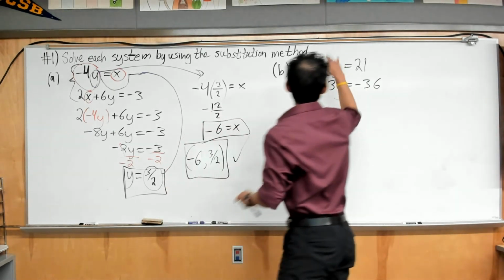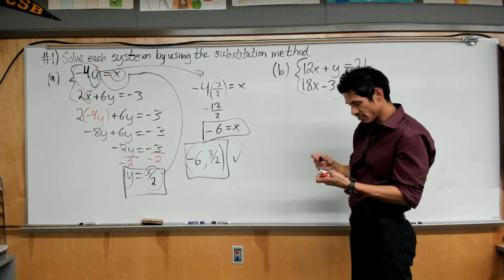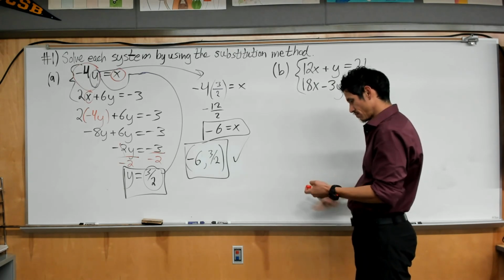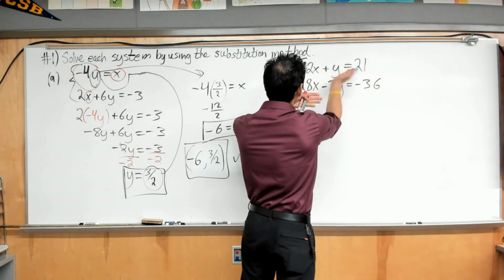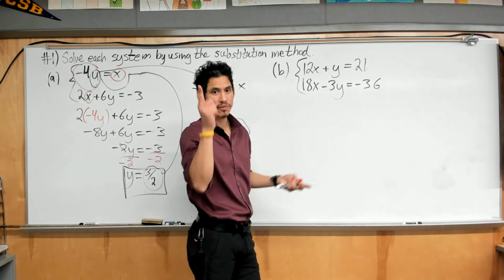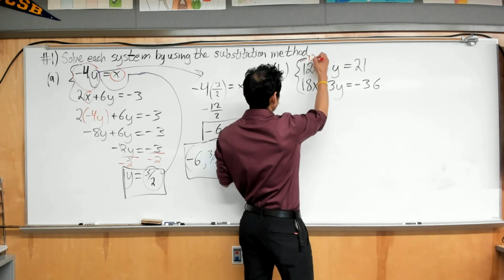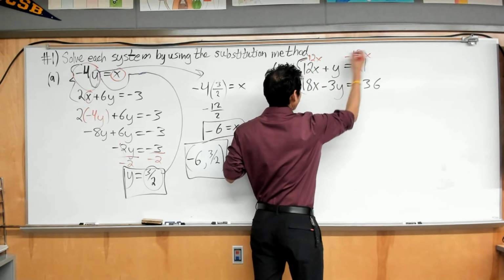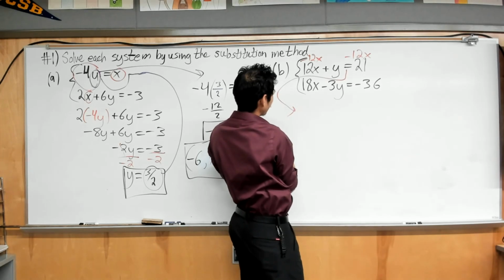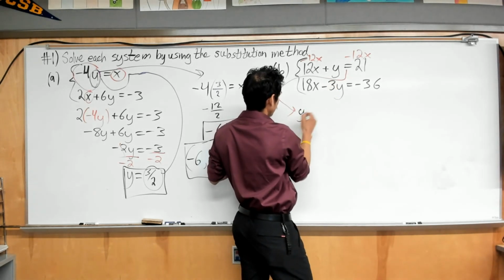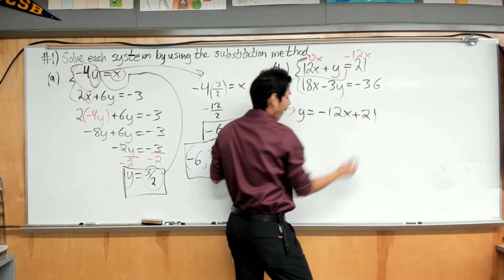Here we have another great equation. Looks great. Oh, I've got my markers mixed up. All right. Okay, so we don't have an x or a y just given to us. That's good because we like to work for it. So we're going to solve for this y here by taking away 12x from both sides. We get that y equals negative 12x plus 21.